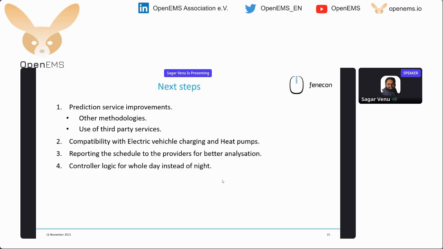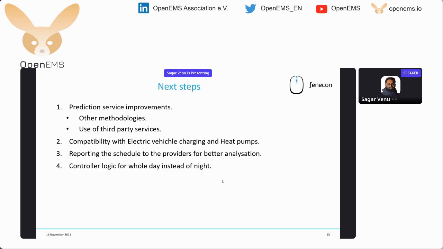And the main thing which we wanted to do is to make this controller run for the whole day instead of just for the night. So that requires better predictions as well. Like I have mentioned, we need better predictions for photovoltaic energy production, which is quite challenging.